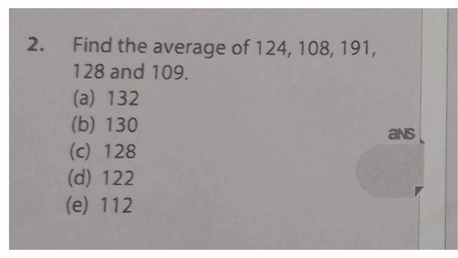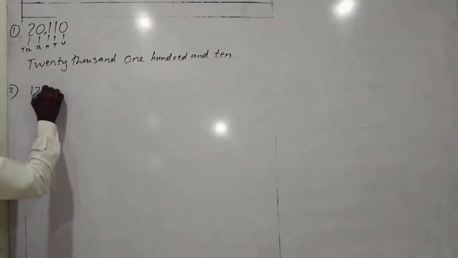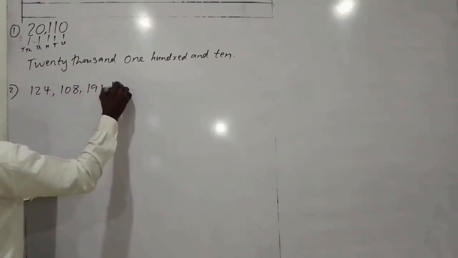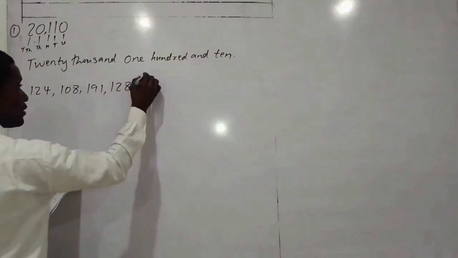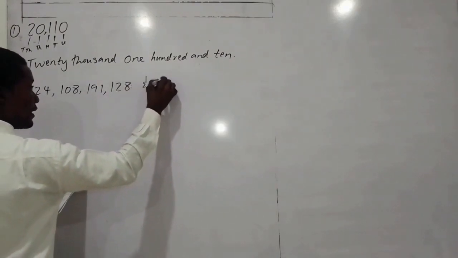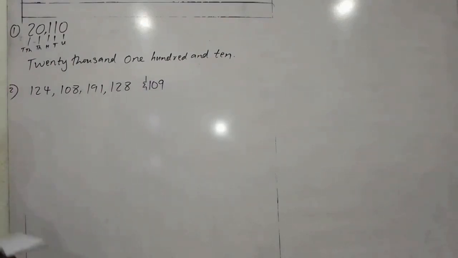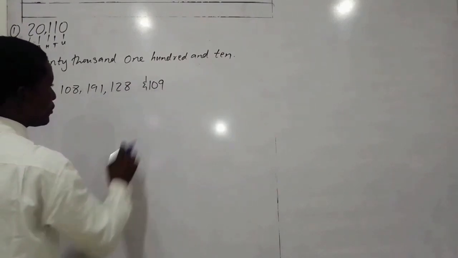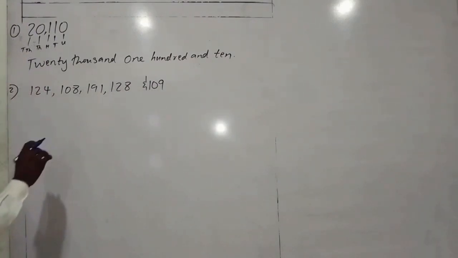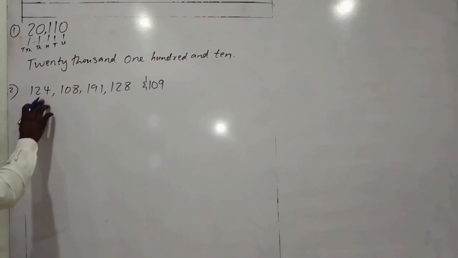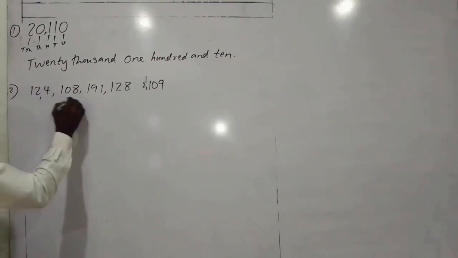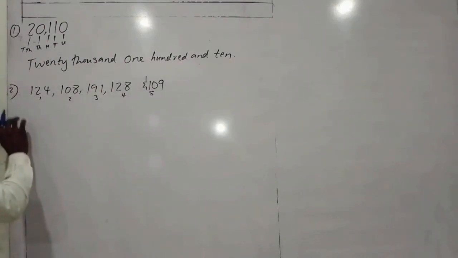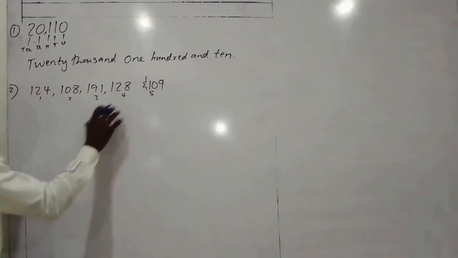Find the average of 124, 108, 191, 128, and 109. Now, the first thing we need to do is to count the numbers given to us. Let's count 1, 2, 3, 4, 5. We're given 5 numbers.